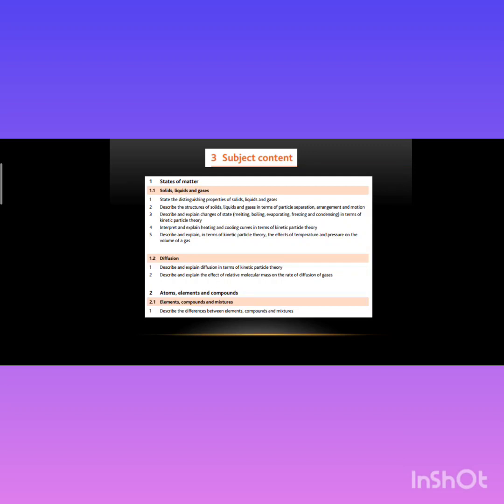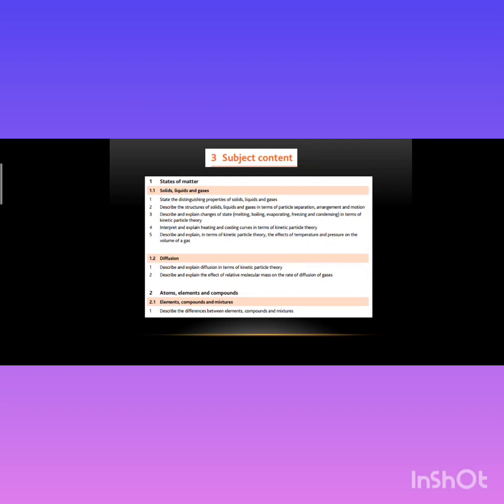Now I'm going to just show you how the subject content is added in the syllabus in the form of SLOs. SLOs are the subject learning outcomes, or sometimes it is written as student learning outcomes. So you have to learn any topic, for example states of matter, by going through the subject learning outcomes of the given chapter. For example, state the arrangement and distinguishing properties of solid, liquid and gases.